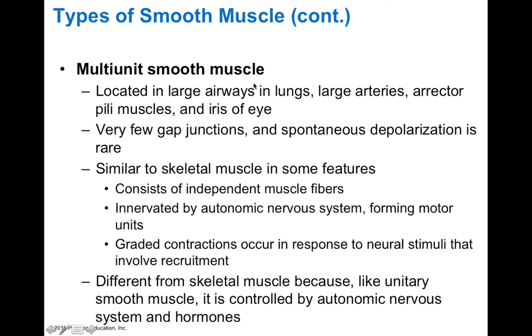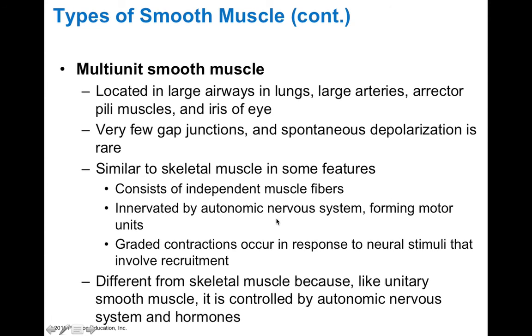Now, multi-unit smooth muscle is located in large airways of your lungs, larger arteries, as well as the erector pili muscle and the iris of your eye. The iris is the pigmented part of your eye, and it controls the diameter of your pupil. Now, you find that there's very few gap junctions, and spontaneous depolarizations are rare. And for this reason, multi-unit smooth muscle depends on chemical stimuli from basically the varicosities we saw earlier, and these actually form motor units.